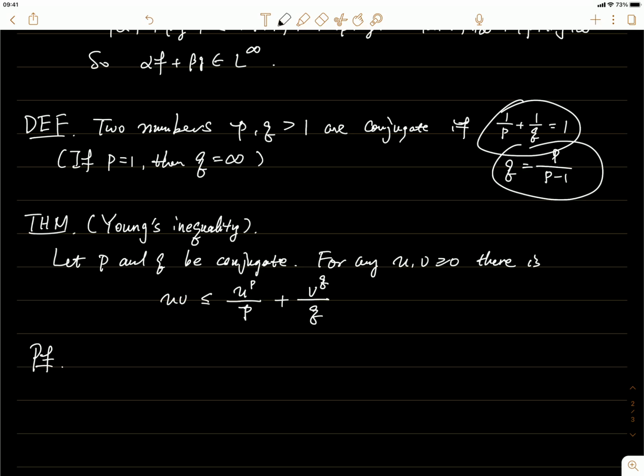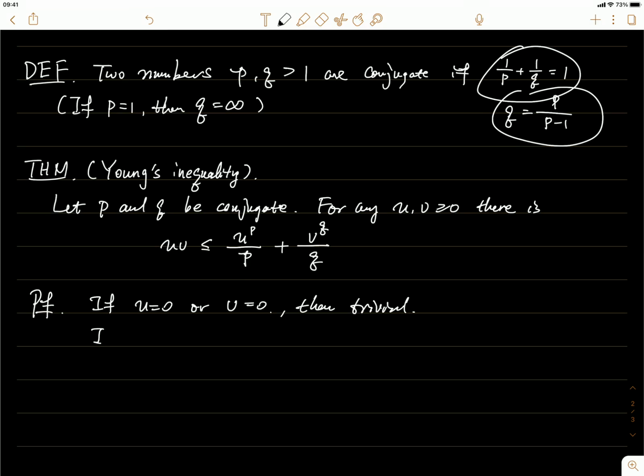The proof is this. If U equals 0 or V equals 0, then we know that the left-hand side must be 0. The right-hand side must be greater than or equal to 0, since we assume that U and V are greater than or equal to 0. So then the inequality must hold, which is trivial. So we're only interested in the case that both are non-zero. Okay, suppose they are both non-zero.